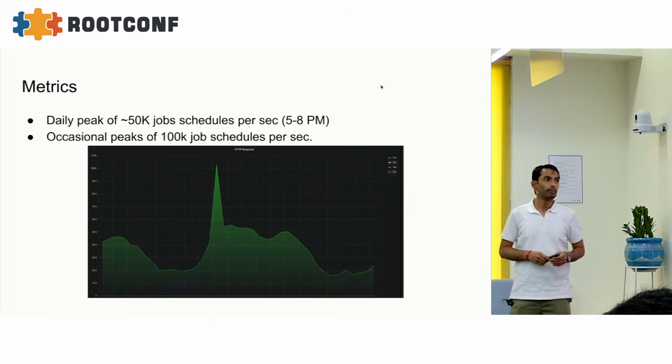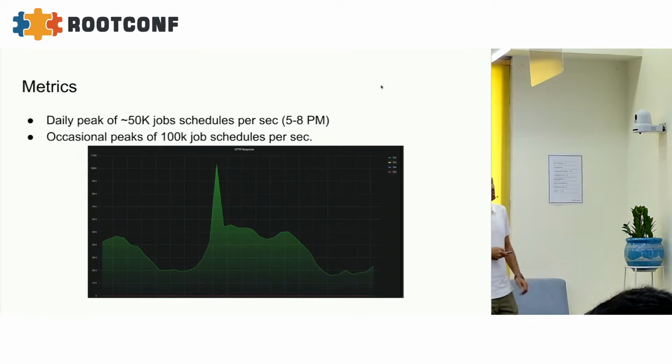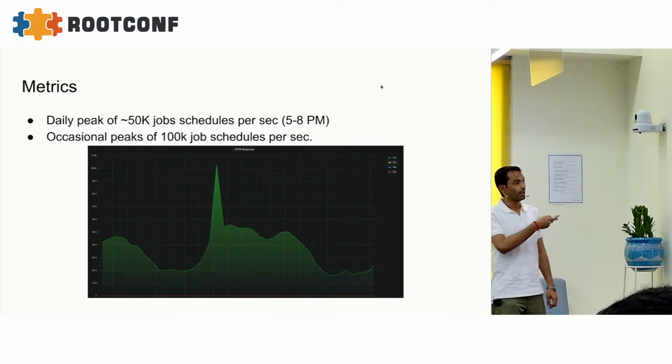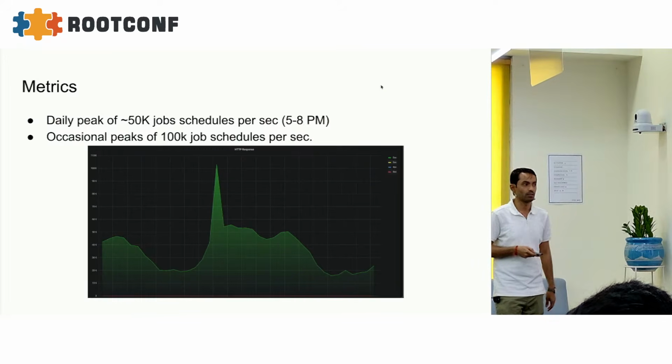Let's look into some of the metrics. Here you can see our peak RPS has reached around 100K RPS, and it's highly bursty traffic. This is probably at midnight when the traffic reached around 100K. And the average RPS is between 20 to 50K RPS throughout the day.